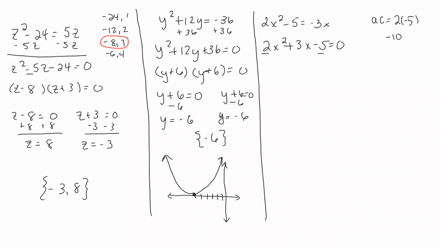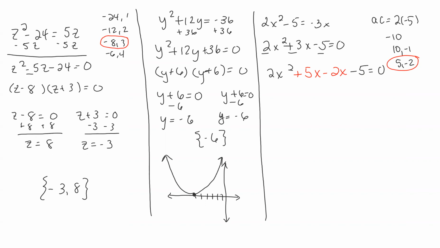So I need factors that have different signs, and I want the larger factor to be positive. So I could do 2 and -1 or 5 and -2. So 5 and -2 works. So hopefully you'll remember that what we do is we rewrite the polynomial. And what we do is we rewrite that bx term and we write it as two terms that would add up to bx. Okay, so I get 2x squared, but instead of 3x, I'm going to write plus 5x minus 2x, and then minus 5 equals 0.